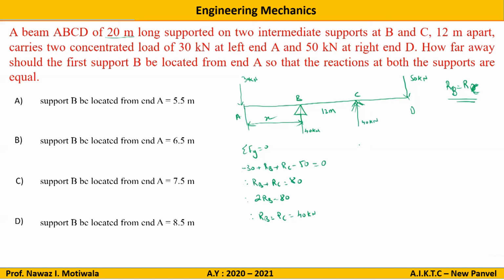Now let us apply moment at point A. If I apply summation of moment about A equal to 0, this is making an anti-clockwise moment, so it will be 40 into X. Then this is also making an anti-clockwise moment, so it will be plus 40 into (X plus 12). Then this is making a clockwise moment, so it will be minus 50 into the total length of the beam, 20, and this should be equal to 0. If I solve this expression, I will get X is equal to 6.5 meters. So the answer will be support B should be located at 6.5 meters from end A. That is option B.